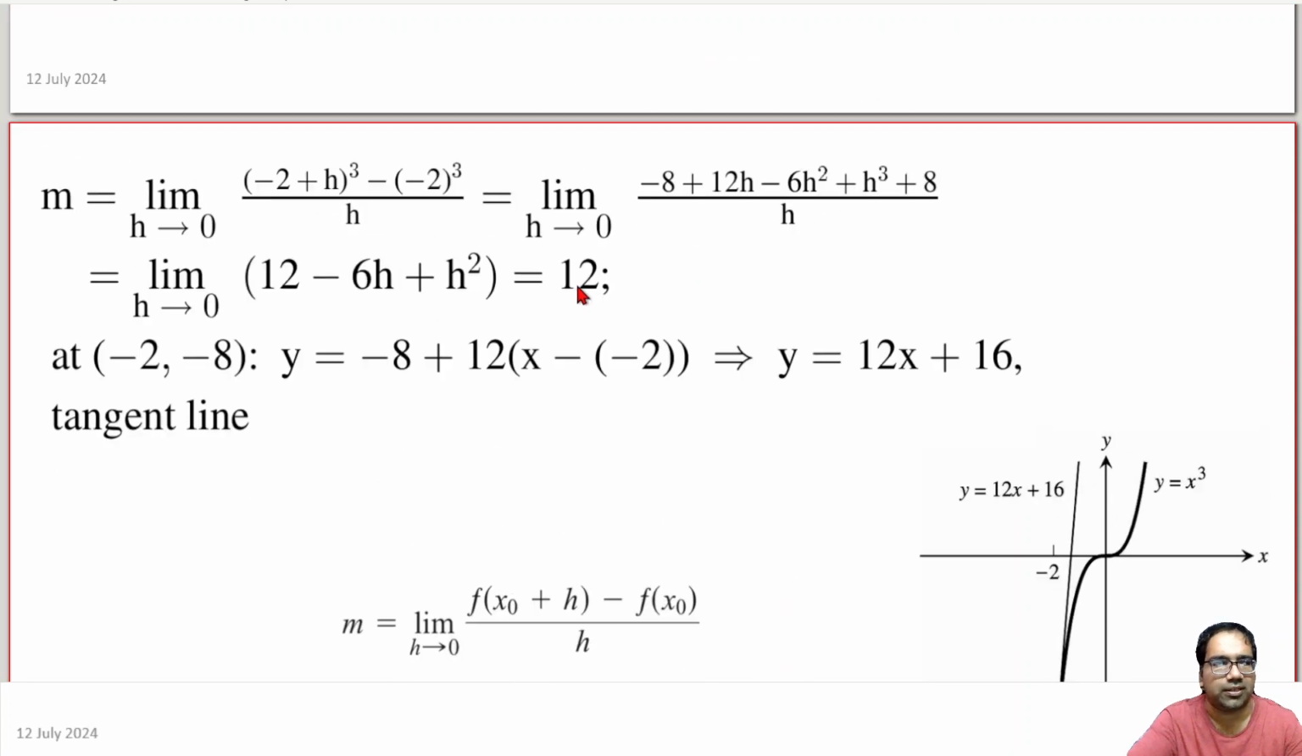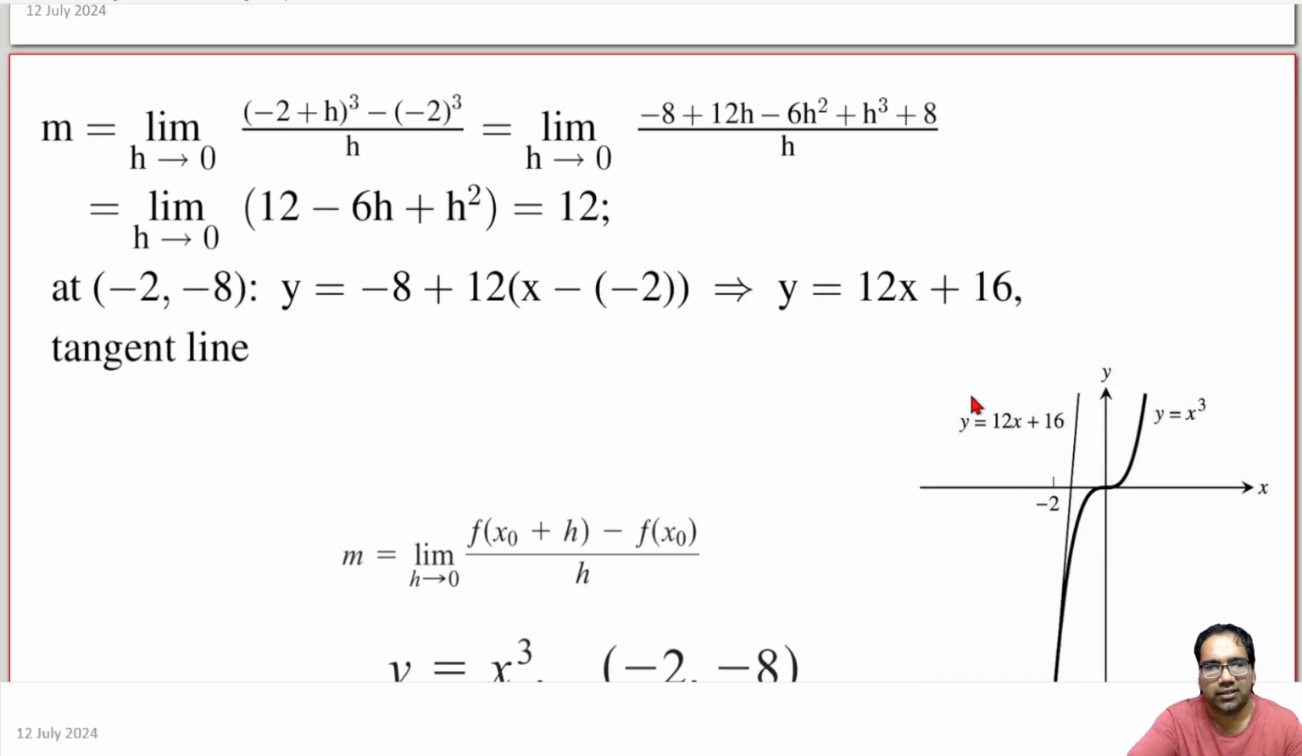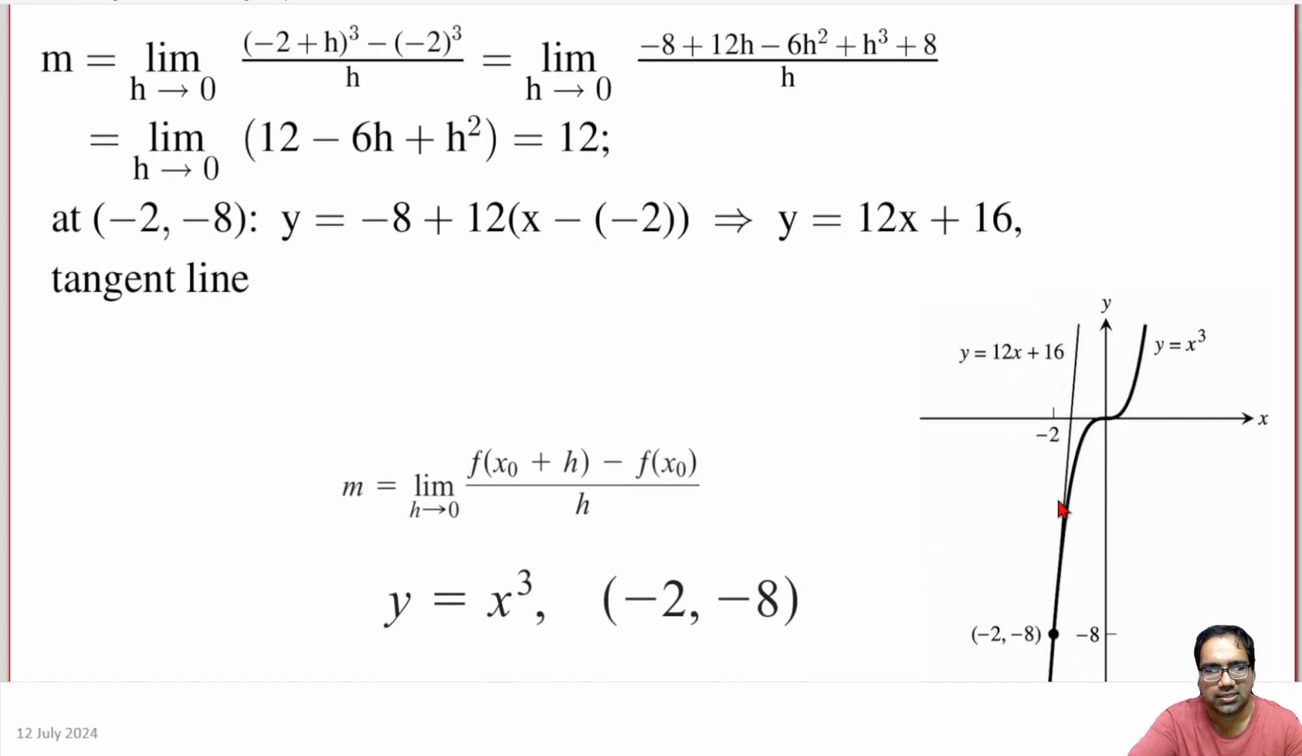Sorry, this is x cube only: (x minus 2 plus h) whole cube minus f of x naught, that is minus 2 whole cube, right? This becomes a plus b whole cube and all. So we can still simplify this. If we simplify this, we are getting a slope of 12, that is this line.